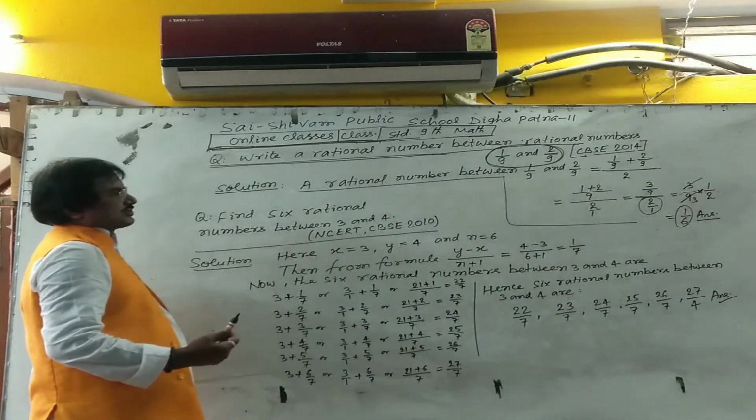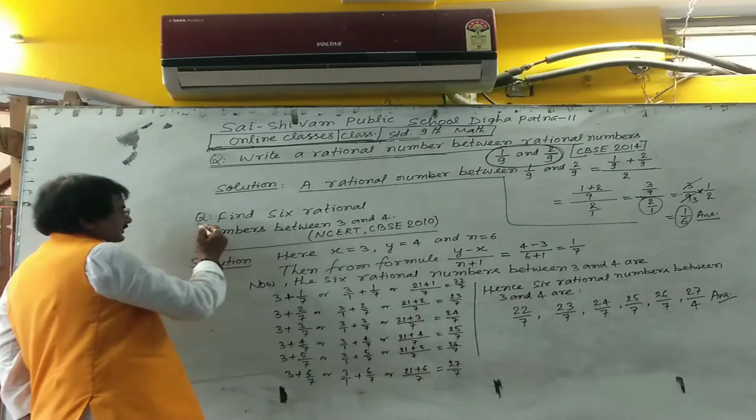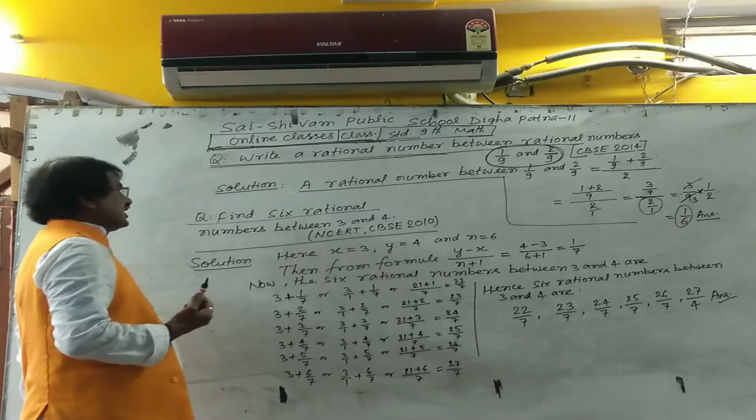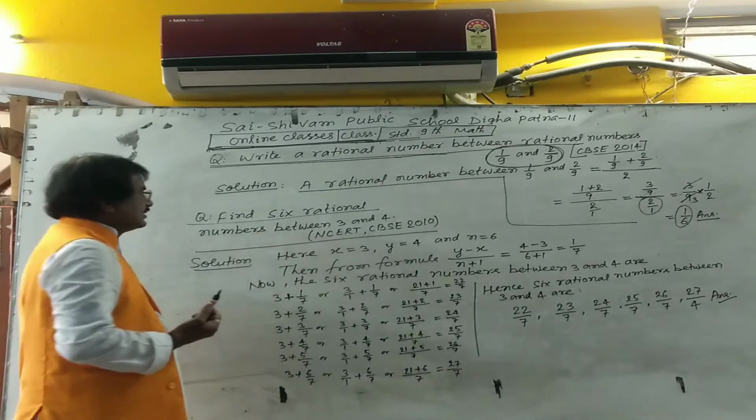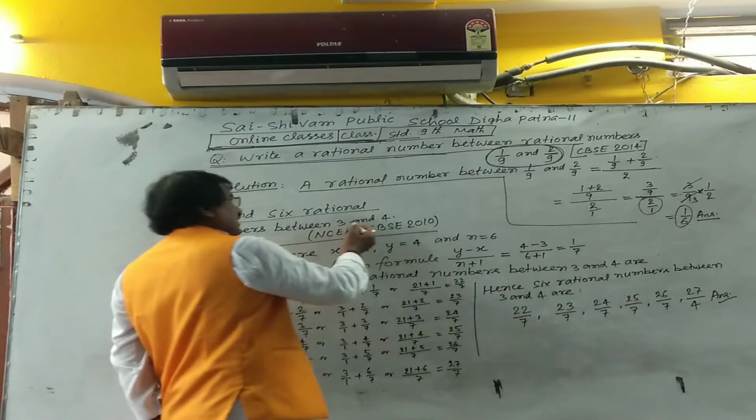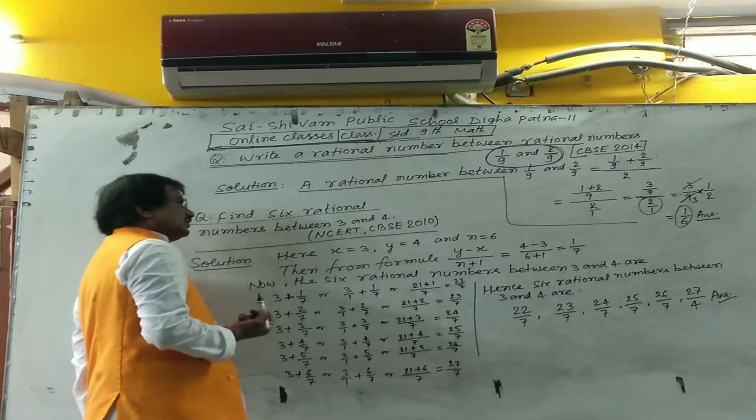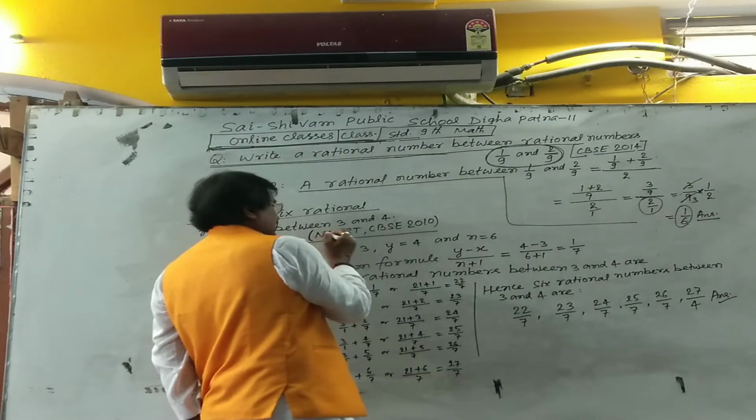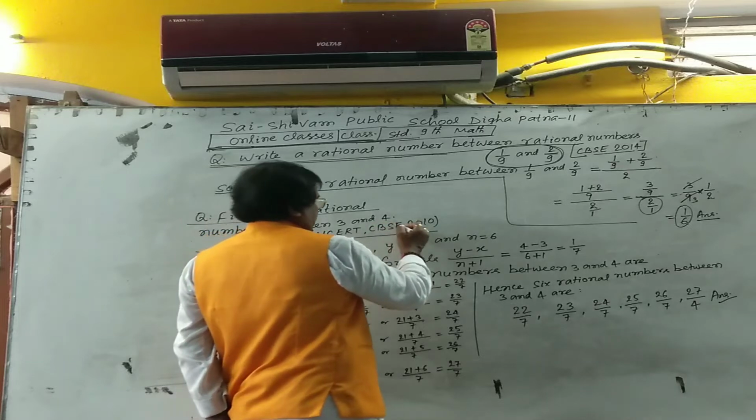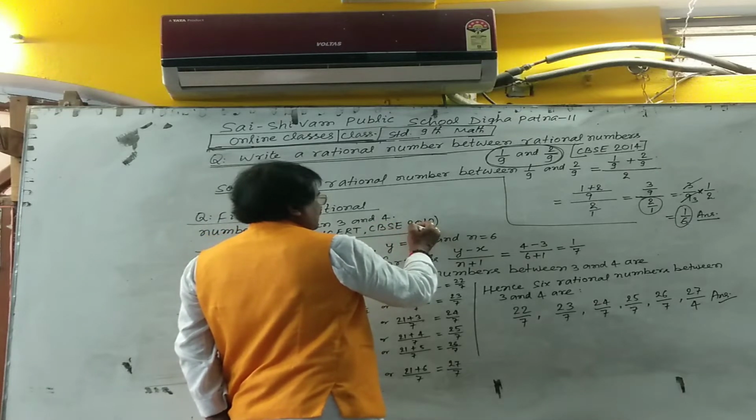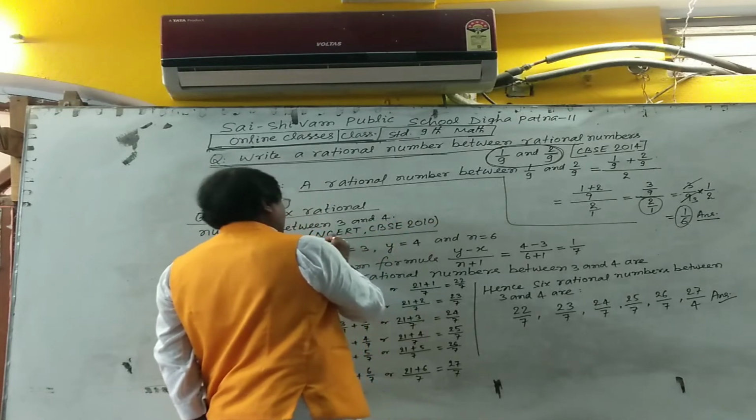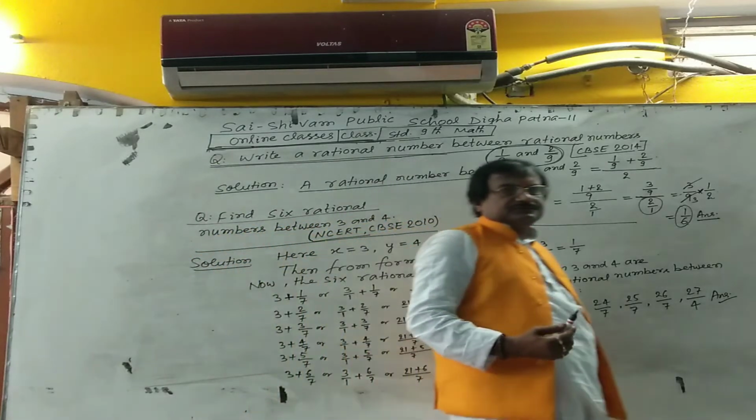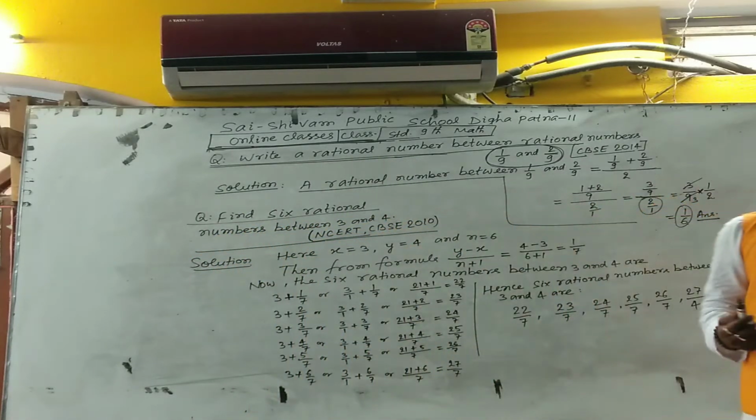Another type of question is given here. Find 6 rational numbers between 3 and 4. This question has been asked in CBSE 2010 and is also given in the NCERT book. NCERT questions.